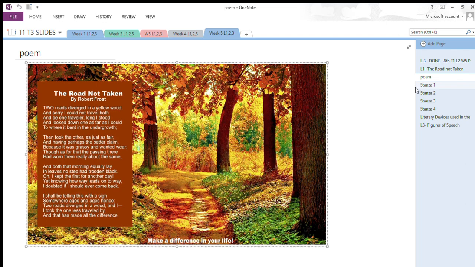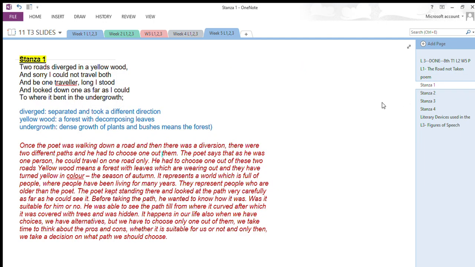So this was the poem. Now we'll see stanza by stanza what actually the poet wants to explain or what he wants to tell. Hopefully you would have understood what it means.